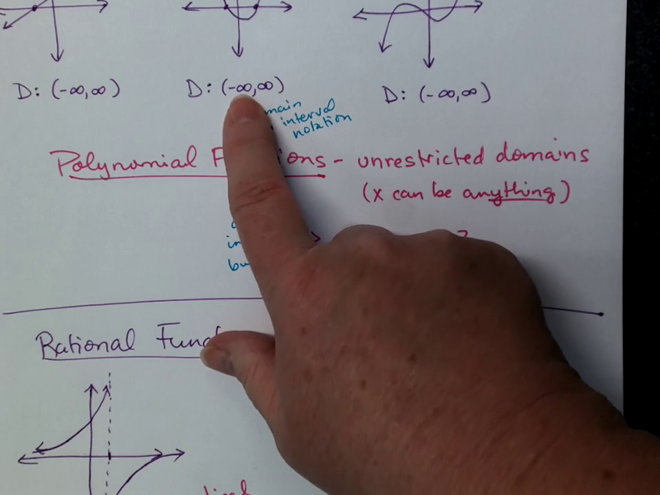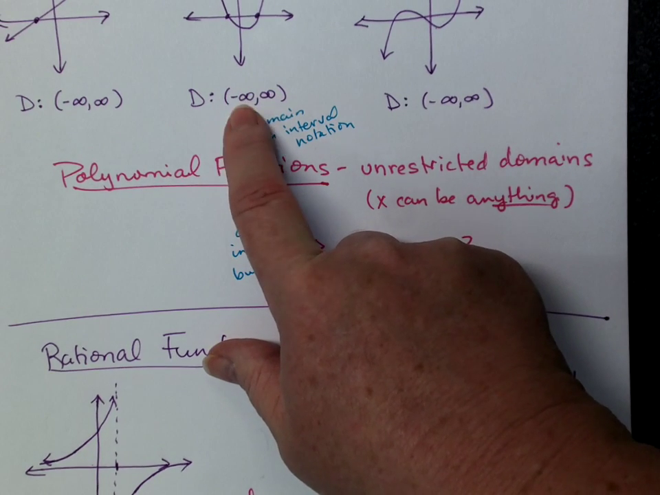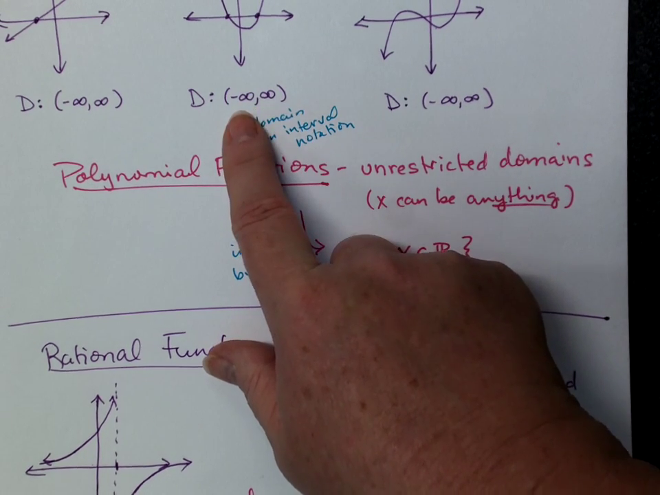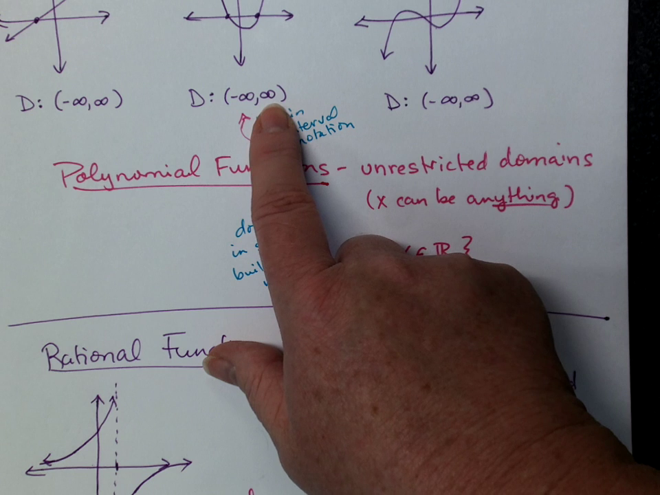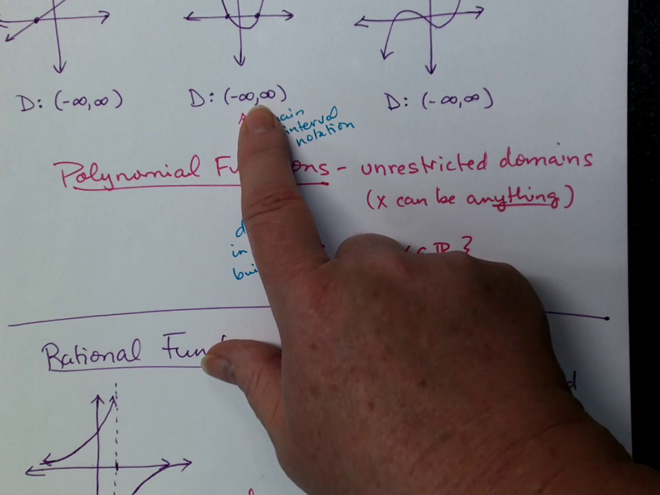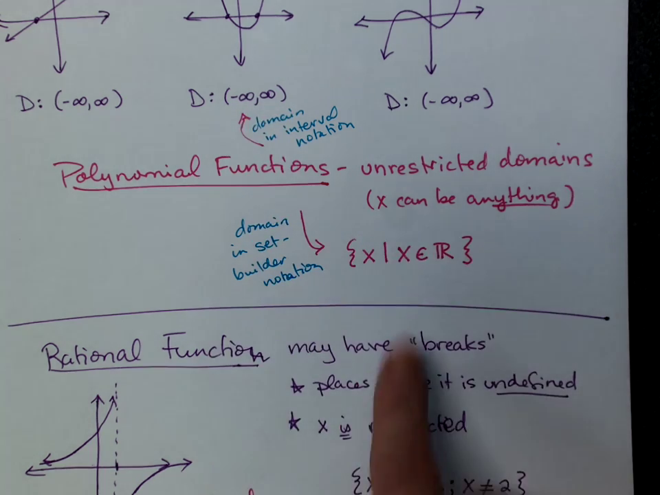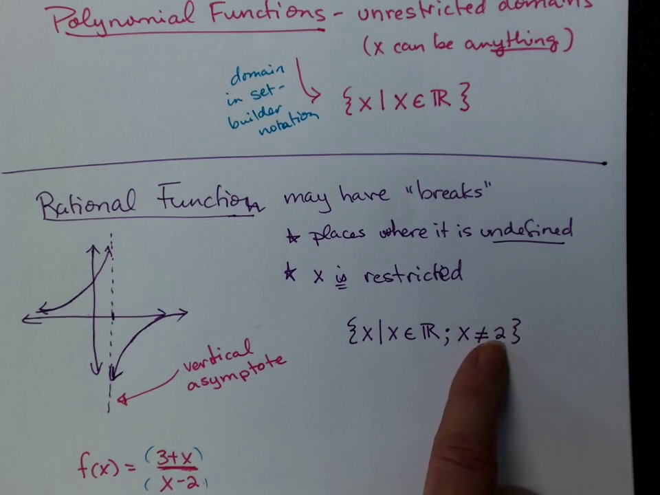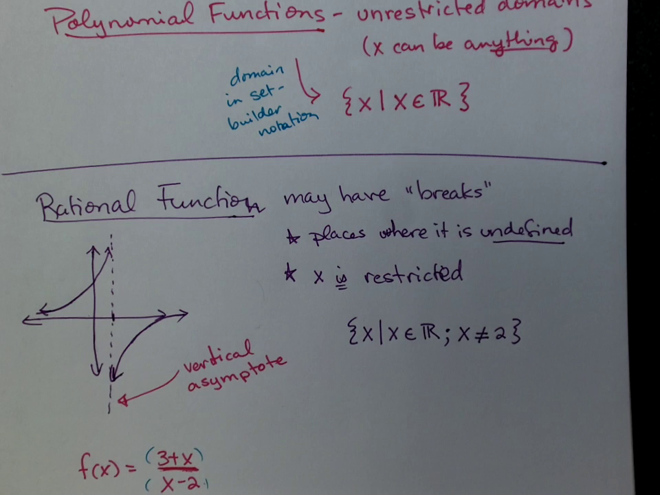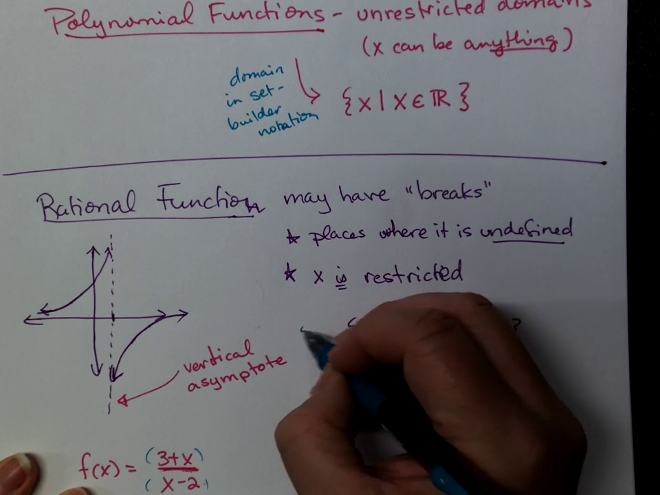Interval notation means smallest, comma, greatest. The smallest possible value of x is negative infinity, and it goes all the way up to the biggest possible value, which is positive infinity, with no breaks in between. Okay? Set builder says it's just all real numbers. Here it says it's all real numbers except for this one. So this is set builder.